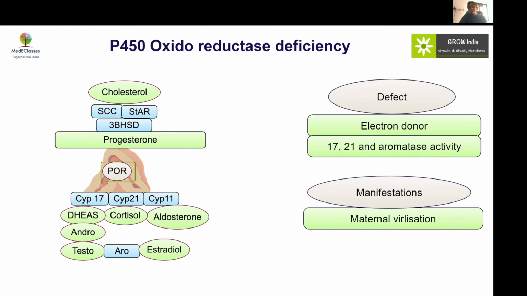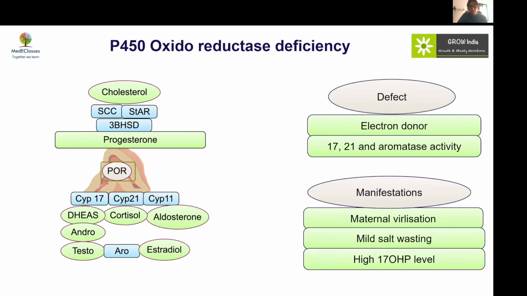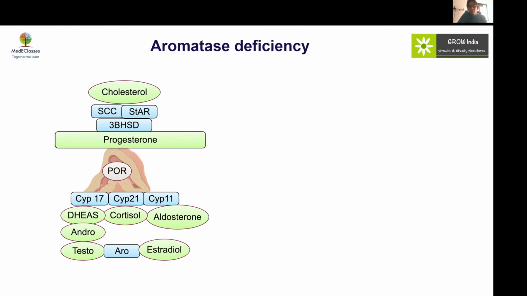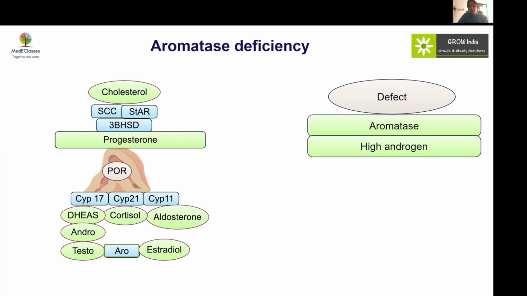Due to aromatase deficiency, there is also a history of maternal virilization, and mild salt wasting can be observed depending on how much the 21-hydroxylase enzyme is deficient. High 17-OHP level is also observed because the 21-hydroxylase is absent or very low in these individuals. Again, aromatase presents with the same, but the hallmark is high androgen even in the mother.